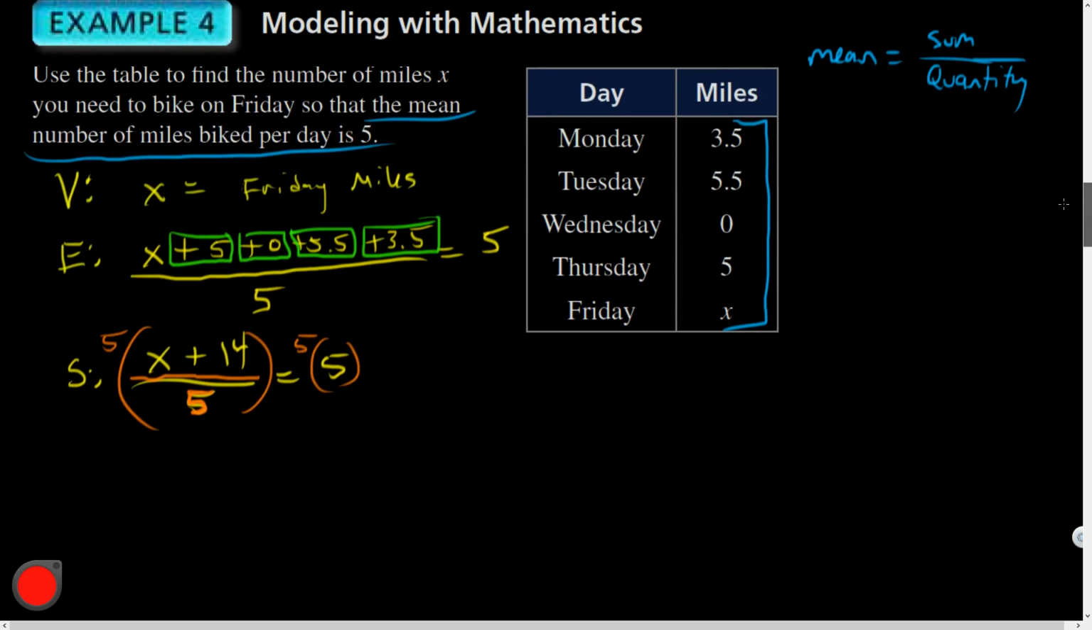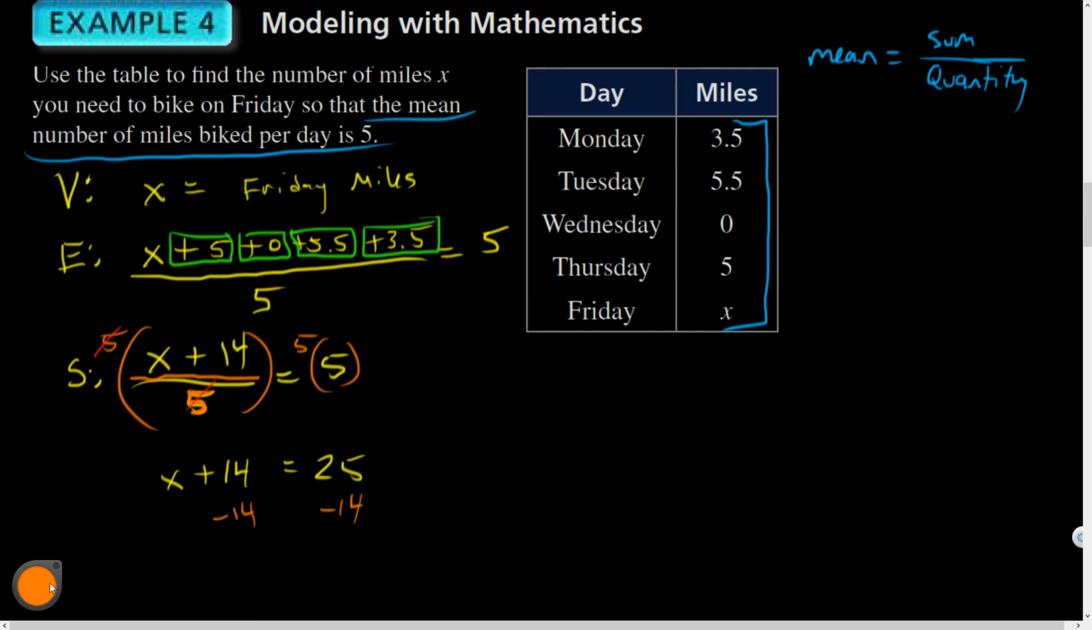Well, it's not about the answer, it's about the method now. So these 5s cancel out. I get x plus 14 equals 25, which is what your intuition told you earlier, Kaylin, right? Yeah, you said the stuff on top has to add to be 25, and that's where that came from. Now, how do I get x by itself? Minus 14 from both sides.